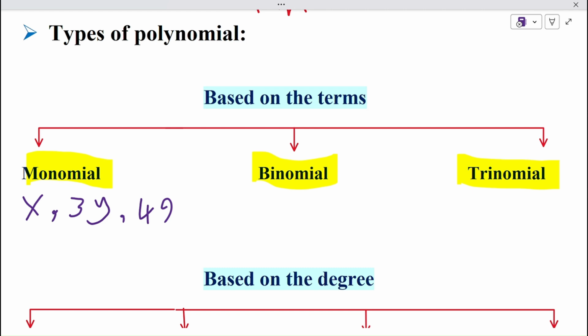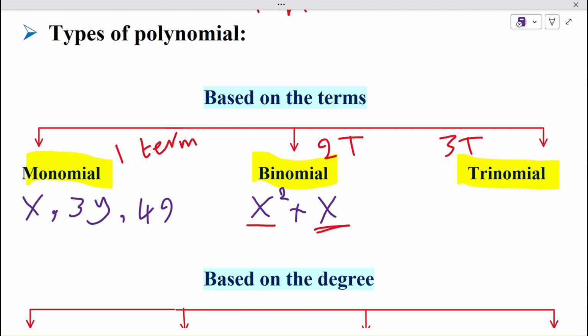Binomial means two terms. For example, we have x to power 2 plus another term, for example x, or plus a number. So here we have two terms. This is called binomial. What about trinomial? Trinomial means three terms. Monomial, one term. Binomial, two terms. Trinomial means three terms.